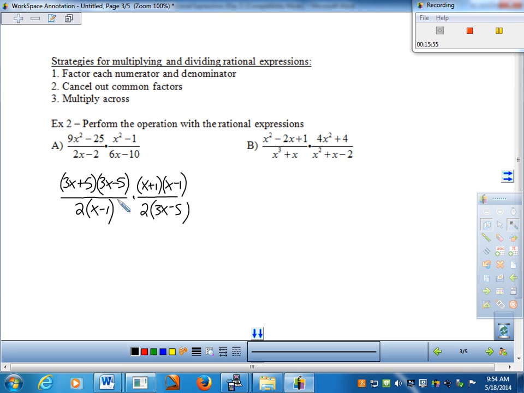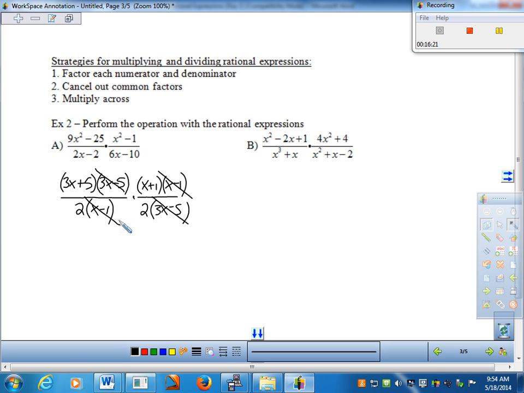So the beautiful thing about this, everybody, is anything on the numerator that is also on the denominator can cancel. It just so happens this one cross cancels. 3x minus 5s can go. This one cross cancels, x minus 1s. Again, it's all separated by multiplication, so it can go.